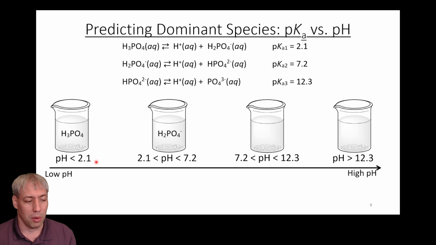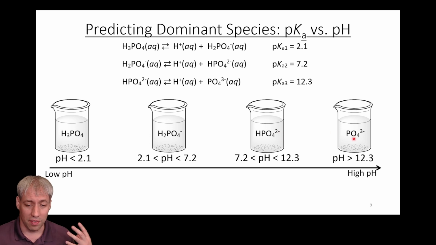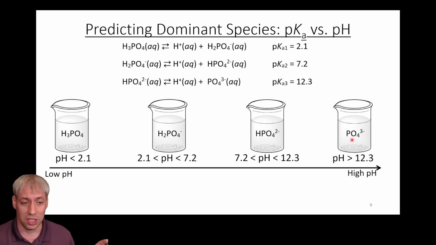But if we go above 2.1, it says this is a stronger acid than the external solution, but this is a weaker acid than the external solution. And so this one won't go this way, this one will go this way. And so your dominant species will be this H2PO4-. If you go even higher in pH, let's say above this 7.2 threshold, the solution is less acidic than this one, but more acidic than this one, so the dominant form is going to be this HPO4 2-.